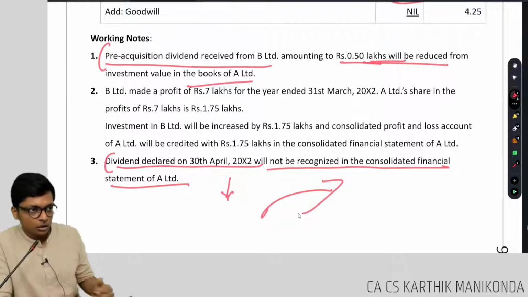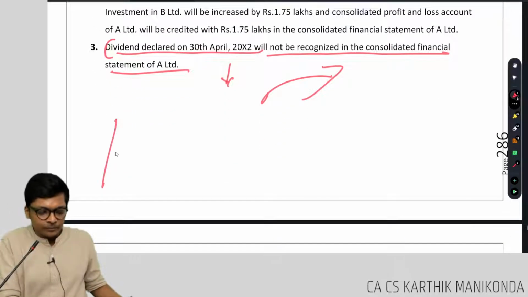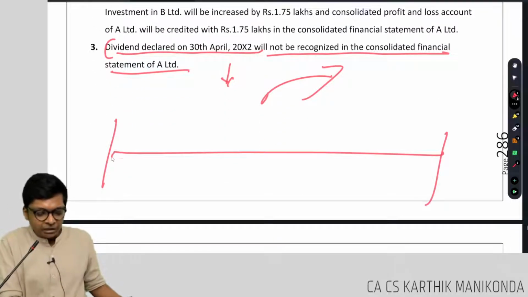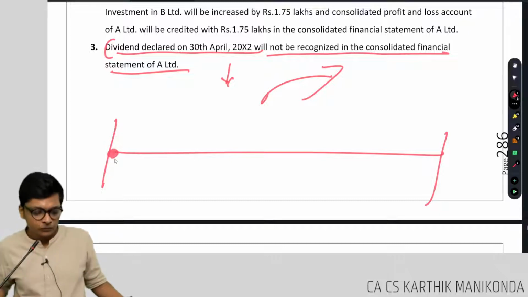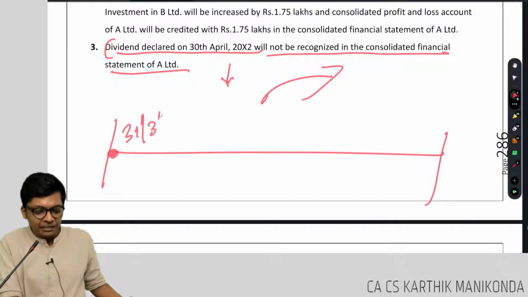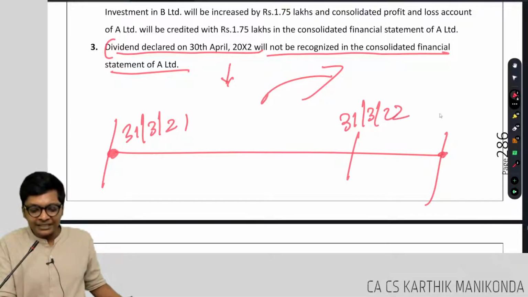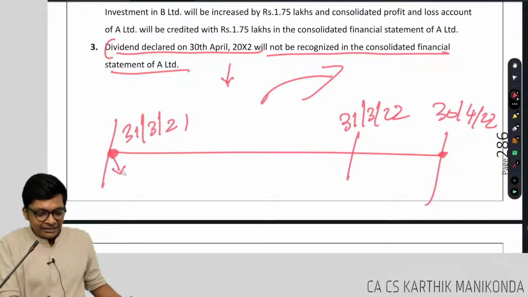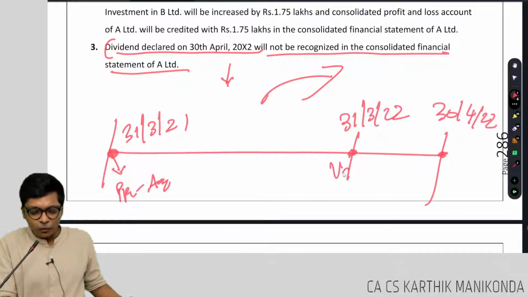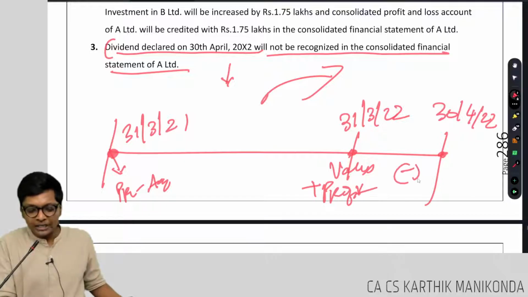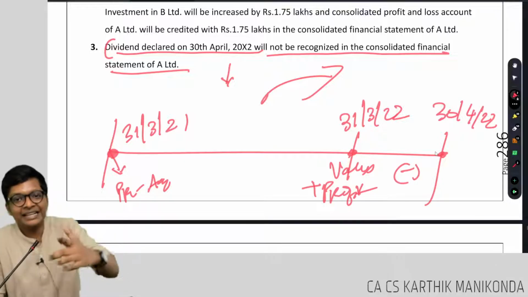So if I have to draw a timeline for this sum, acquisition took place on which day? 31st March 21. Then year ending is 31st March 22. Dividend declared is 30th April 22. On this day, there was a pre-acquisition dividend. On this day, we found value of investments by just adding profits. No reduction of dividend because it's happening later.